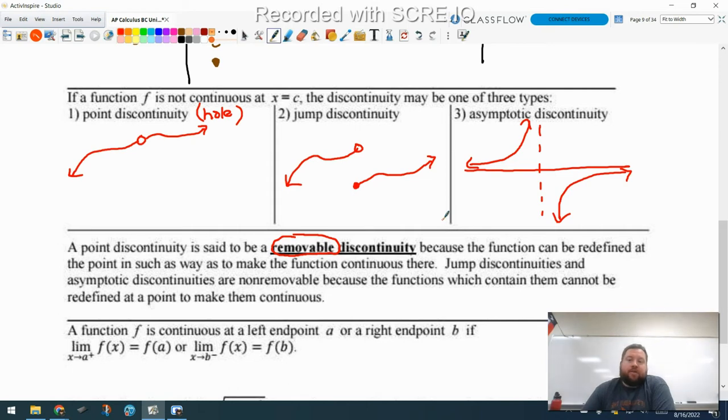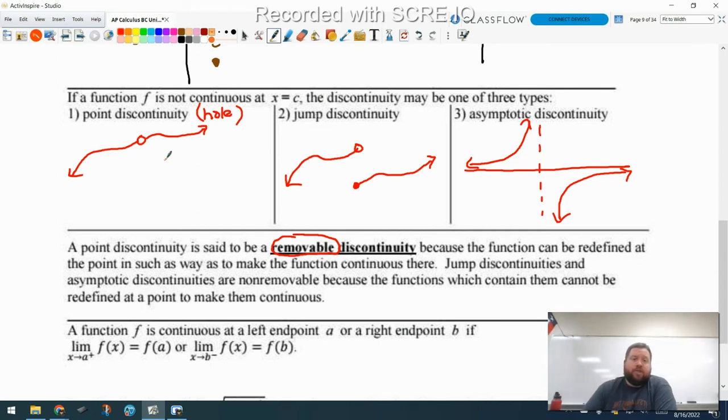All right, a point discontinuity is said to be a removable discontinuity because a function can be redefined at a point in such a way to make the function continuous there. So you could take the original function and make it a piecewise equation, and just that second piece of the piecewise will fill in that hole and turn that hole into a closed circle, and now it would be a continuous function. Okay, so that's why it's called a removable discontinuity, because it's very easy to redefine the function.